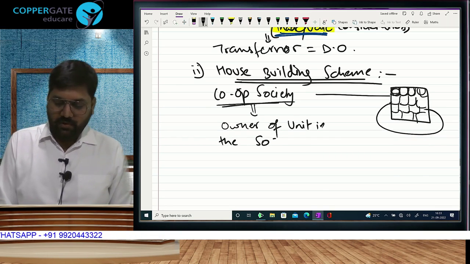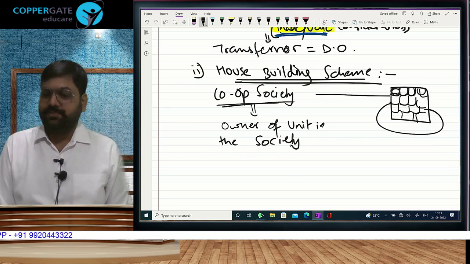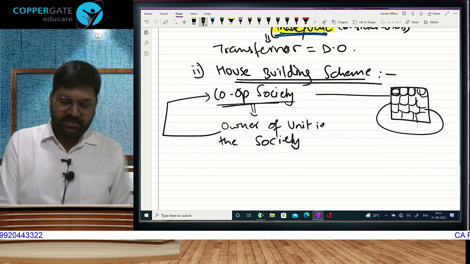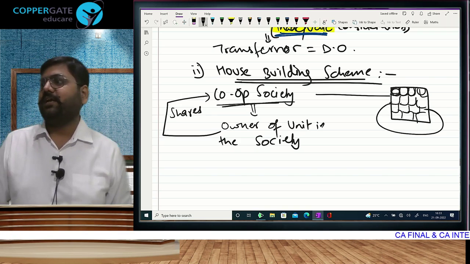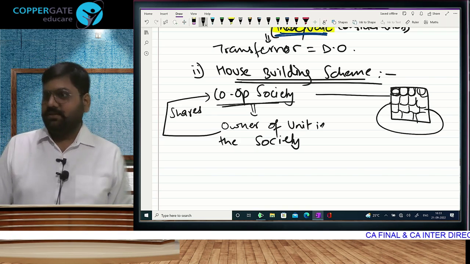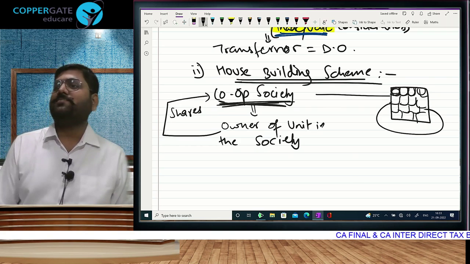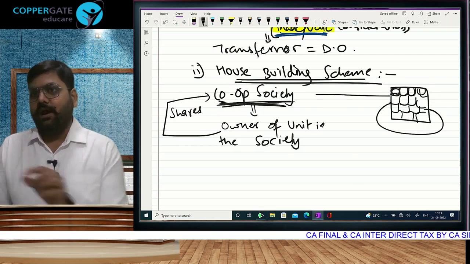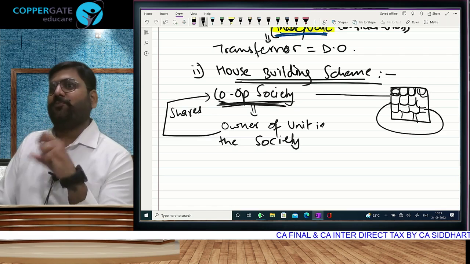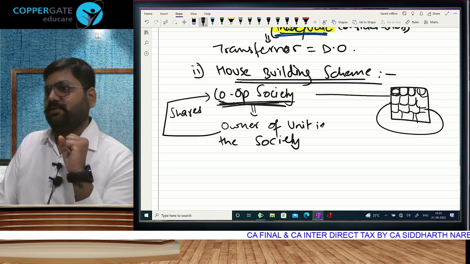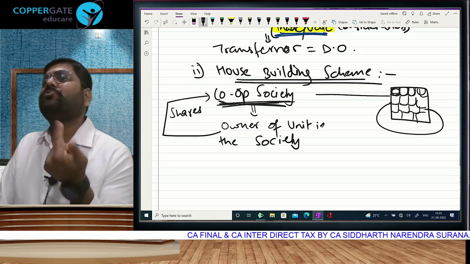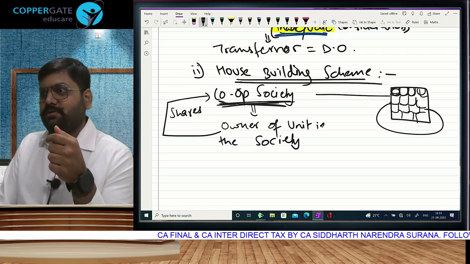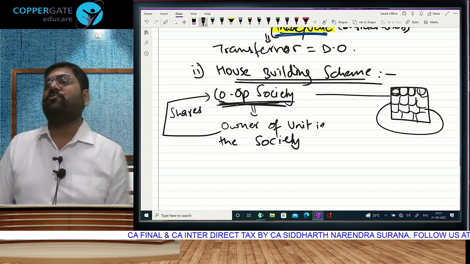You know, how does he get ownership? He purchases shares in the society. Say share certificate in the society. That's how in this cooperative society I become a member. And based on the floor area of my house, in that proportion I will have to buy shares in the society. So I have to pay the money for the house to whomsoever I am buying the house from. But at the same time, I will have to buy the shares.